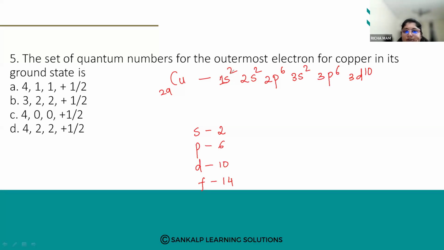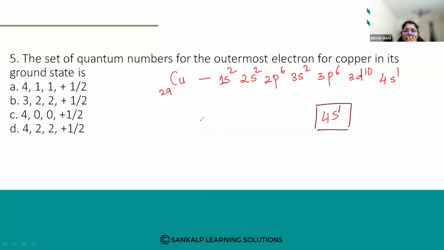Okay, so just see, 2, 4, 10, 12, 18, and 10 is 28, and then it is 4s1. Now write down for 4s1. What they have asked is to write the set of quantum numbers for the outermost electron. So which is the outermost electron? 4s1. So write down now, students. Which are the four quantum numbers? You have to tell the value for n, l, m, that is the magnetic quantum number, and the spin quantum number.